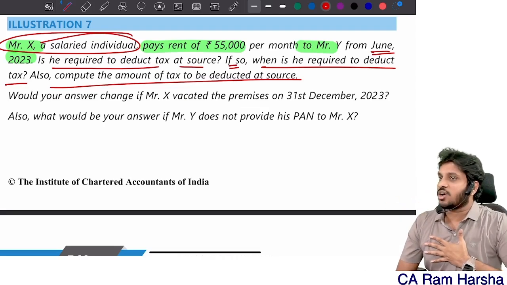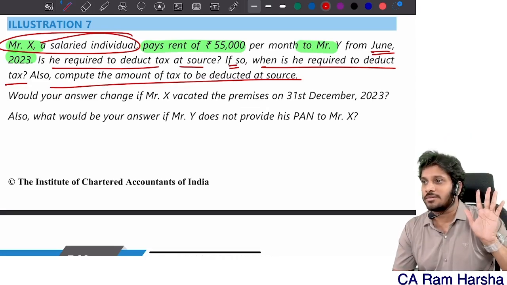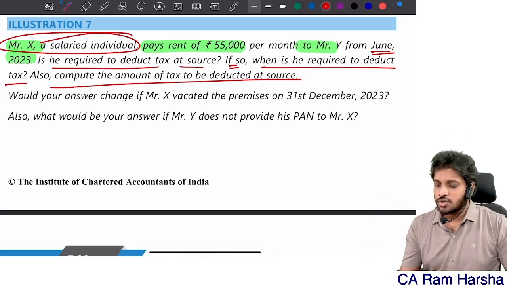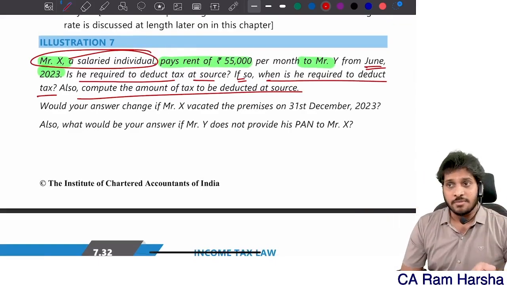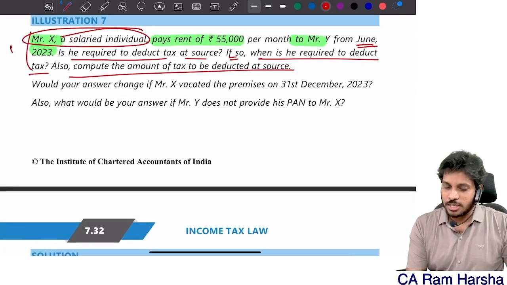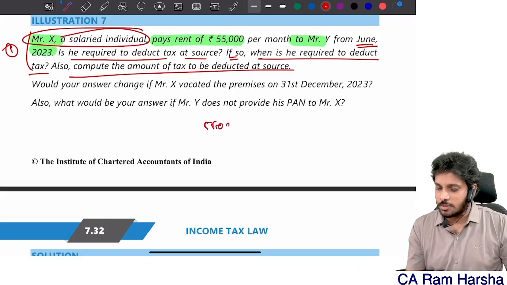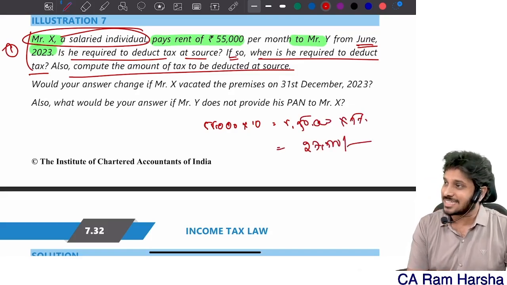Suppose I take a function hall on rent and I'm paying for one day some 1 lakh rupees, this section is applicable to me. You are getting the point now. Because one day you are paying more than 1 lakh, which means in a month you are paying more than 50,000, 5% TDS is applicable. So this is question number 1. What is the amount? 55,000 multiplied by 10 months is equal to 5,50,000 multiplied by 5%. 27,500 is the TDS, correct?